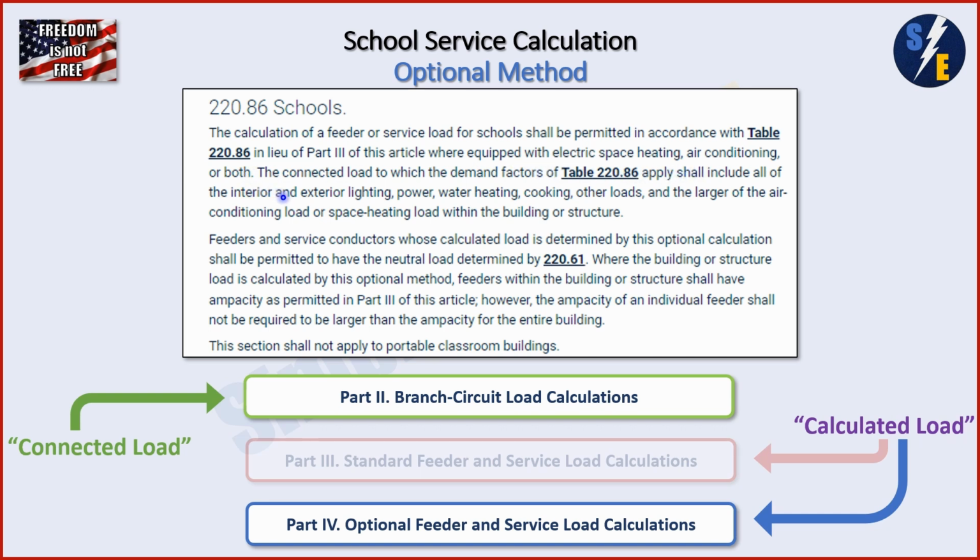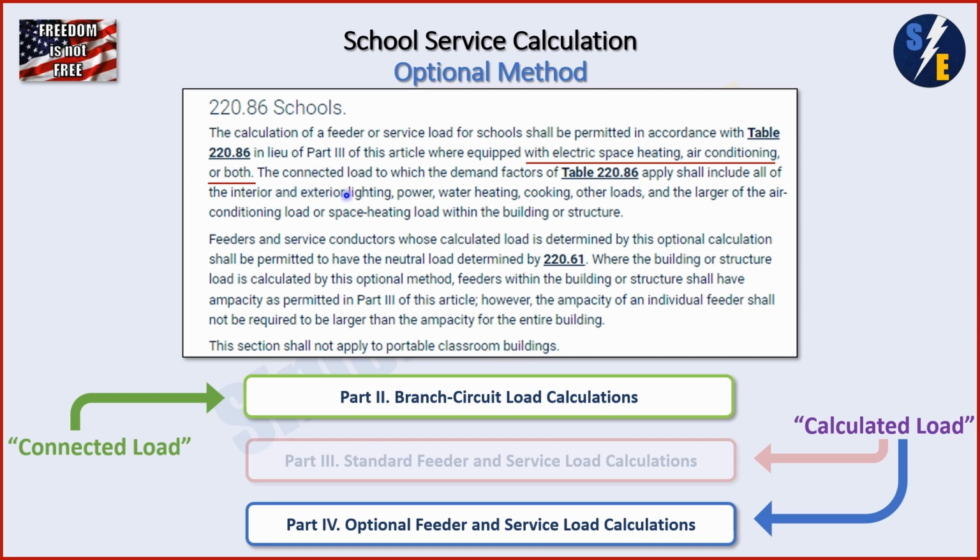Okay, now that's important right there because it's telling us that we're only allowed to use the optional method for schools where it is equipped with electric space heating, air conditioning, or both. So if you don't have that, if you don't have electric heating or air conditioning, then you cannot use the optional method and you have to use part 3 instead. So that's something you got to remember, and that's important.